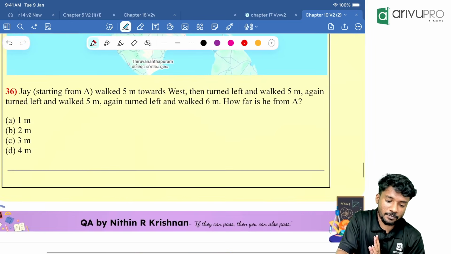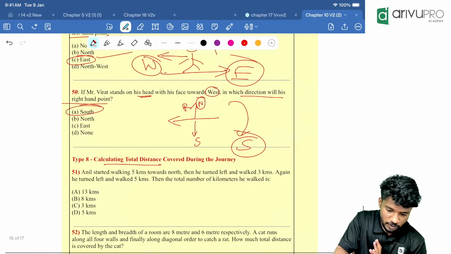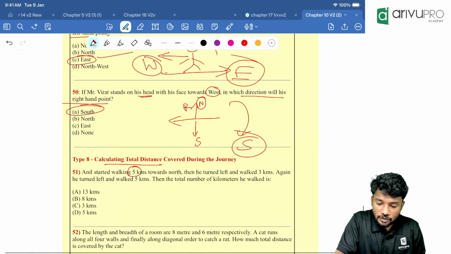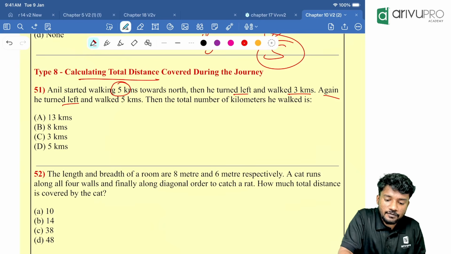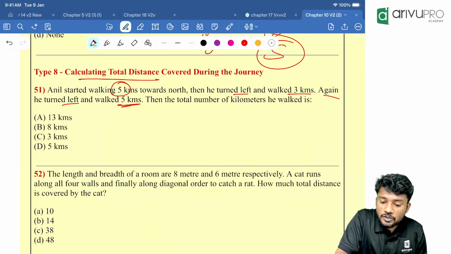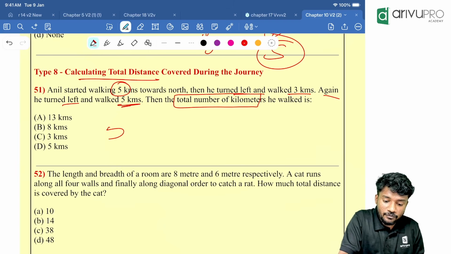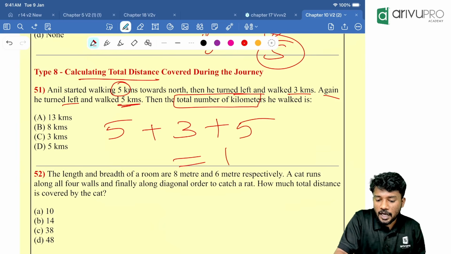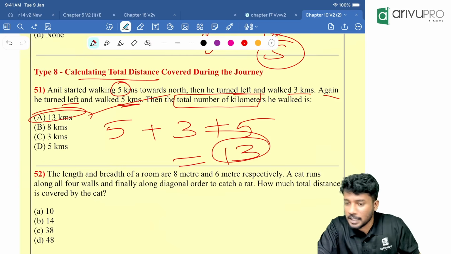Now, the first question, people, where is it? Jan 25 question. The question is over here. Anil started by walking 5 kilometers towards north, he turns to the left and walks 3 kilometers, again to the left and walks 5 kilometers. Then total number of kilometers he walked is how much? Total kilometers 5 plus 3 plus 5 is how much? 13 is the answer. Option A is the answer.